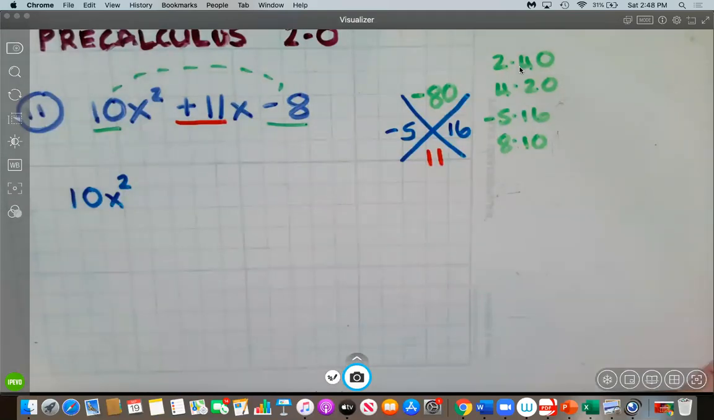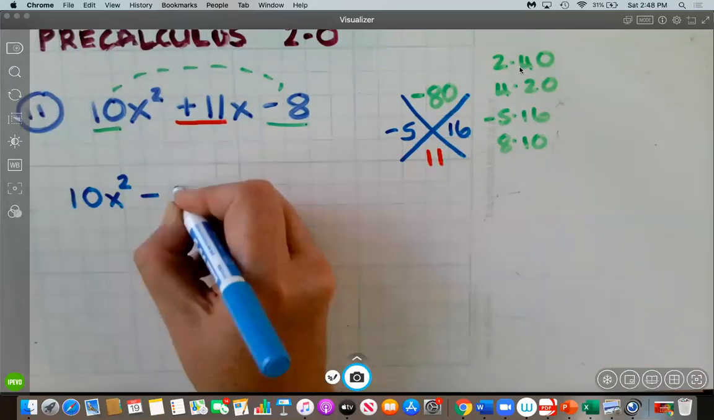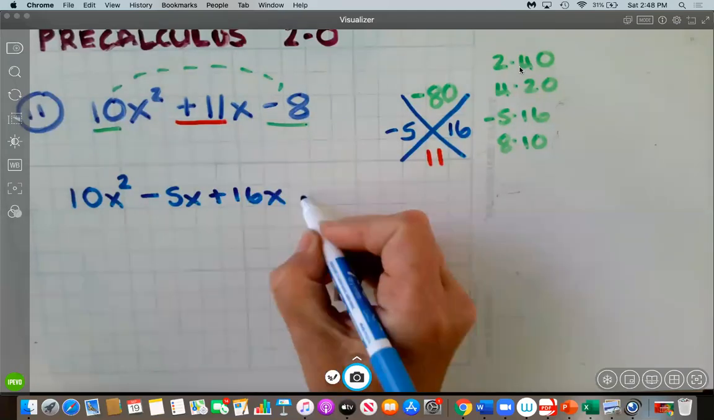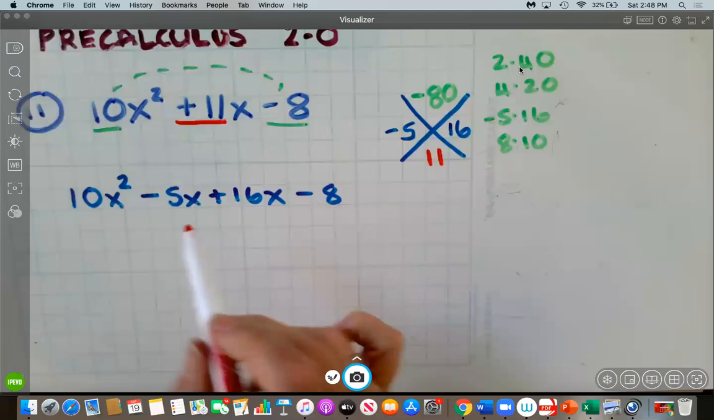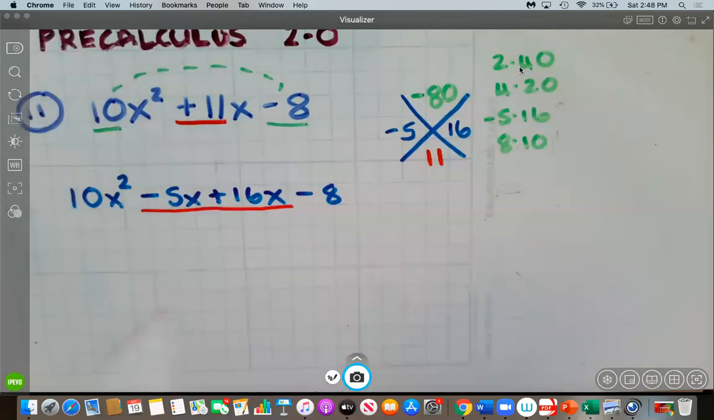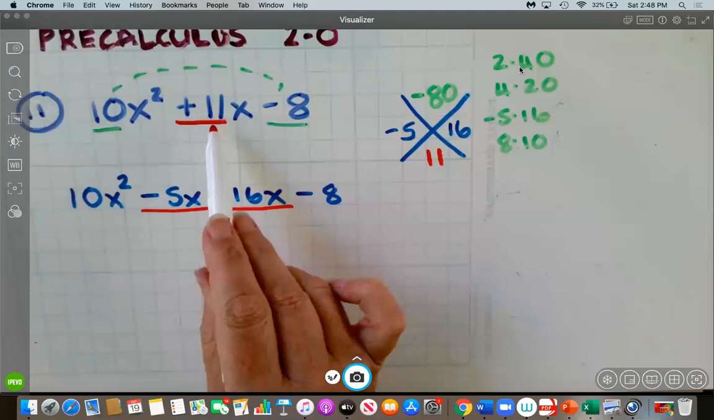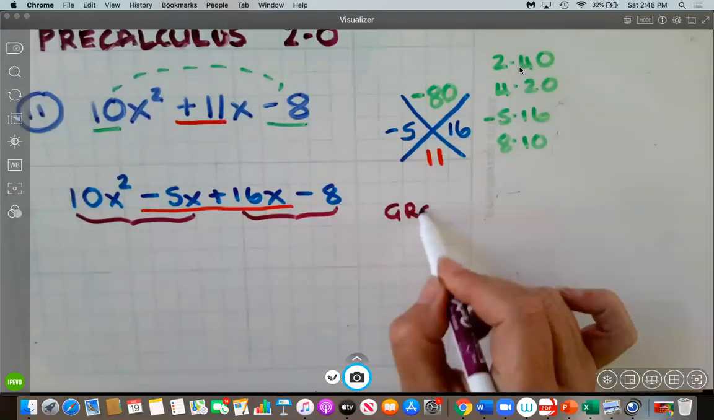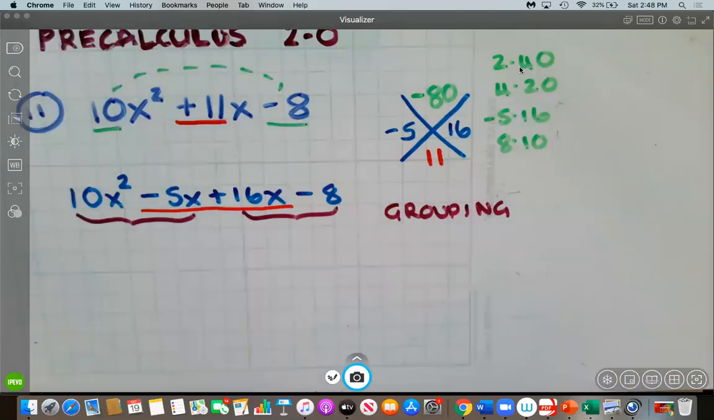So instead of writing 11x, I'm going to write -5x plus 16x minus 8. Because -5x plus 16x, if I combine those together, would give me 11x. These two expressions are equivalent. And then what you want to do is you want to break up your first 2 terms into a group and the second 2 terms into a group, and then you're going to factor it by using a process usually called grouping. And so what that means is you're going to look at your first 2 terms and you're going to take out your greatest common factor, or your GCF.